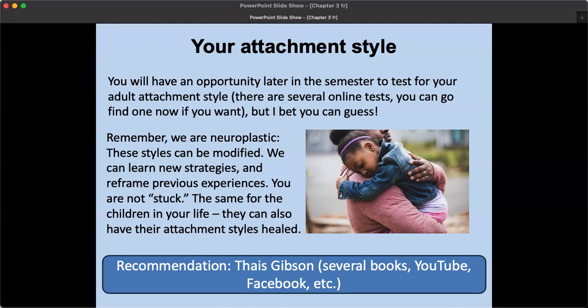I will say that we all have a primary attachment style as well as a secondary attachment style. The primary one is the one that we use in day-to-day low stress situations. And then the secondary attachment style is the one that will come out when we're under extreme stress. So just keep that in mind. But the point that I'm trying to make here is that we are neuroplastic. So even if half of the people in the United States are secure, the other half are not.